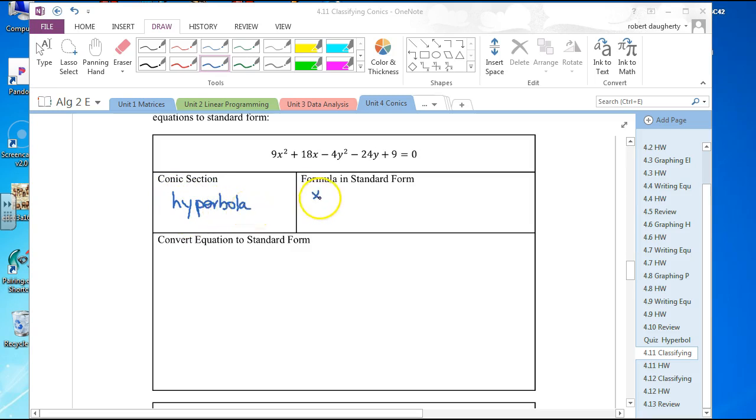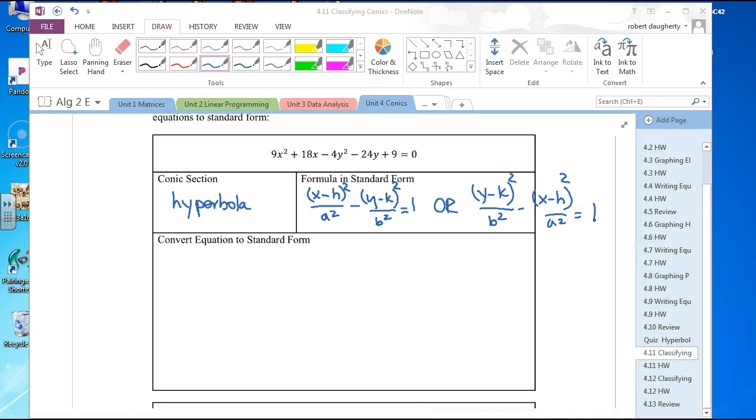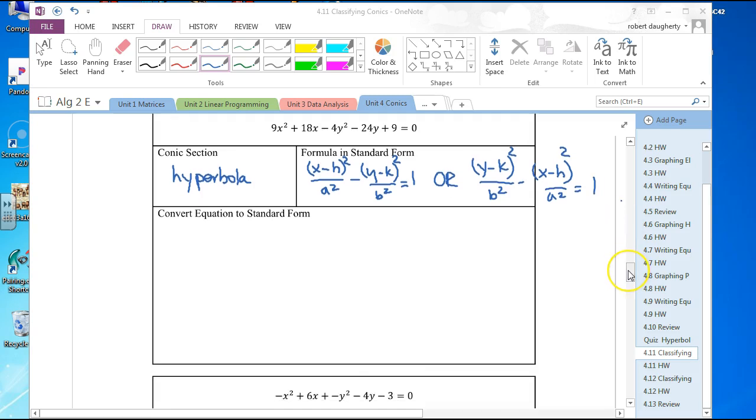So I want this to look like (x minus h) squared over a squared. Okay? So I need to get it in one of those two forms. What is the process we go through to get it in those forms? Now you must complete the square. Some of you are good with completing the square. Some of you, it's killing you not being able to complete the square, okay?